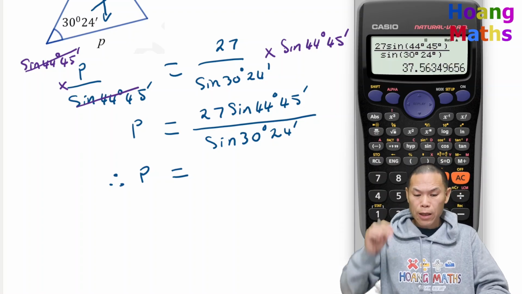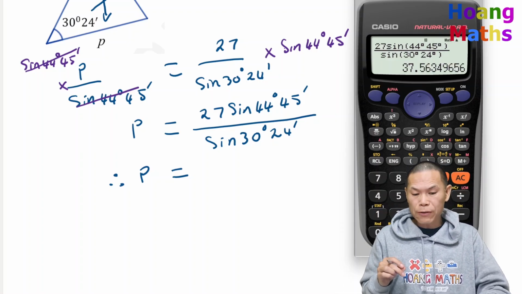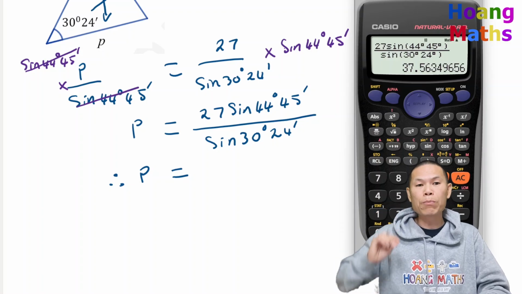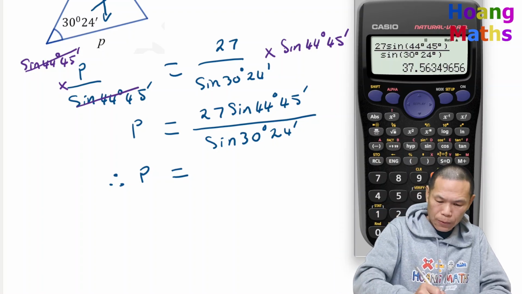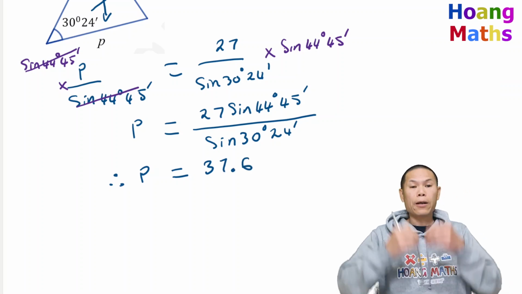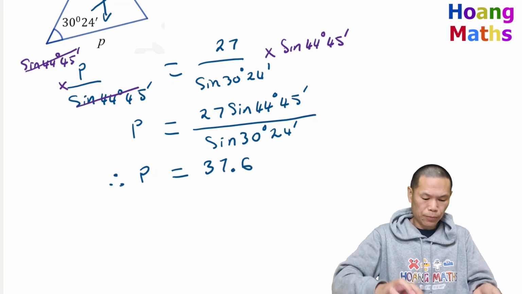So that is 37.563 and so on. Correct to one decimal place, 37.6. So 37.6. There you go.